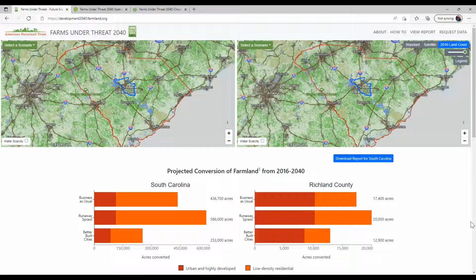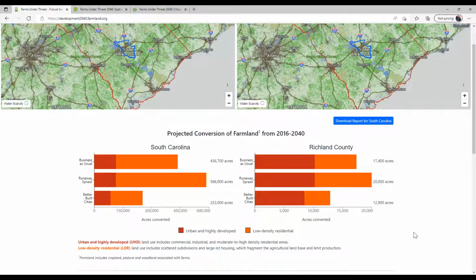So let's talk about these numbers for a minute. For each scenario, you see the projected agricultural land loss. For business as usual, for South Carolina as a state, it's 436,000 acres that our modeling is projecting will be converted. You can see that it's split between the dark rust color, which is the urban and highly developed land projection, and on the right part of the graph the lighter orange color, which is the low density residential development. So for South Carolina as a whole, most of that conversion is likely to be low density residential.